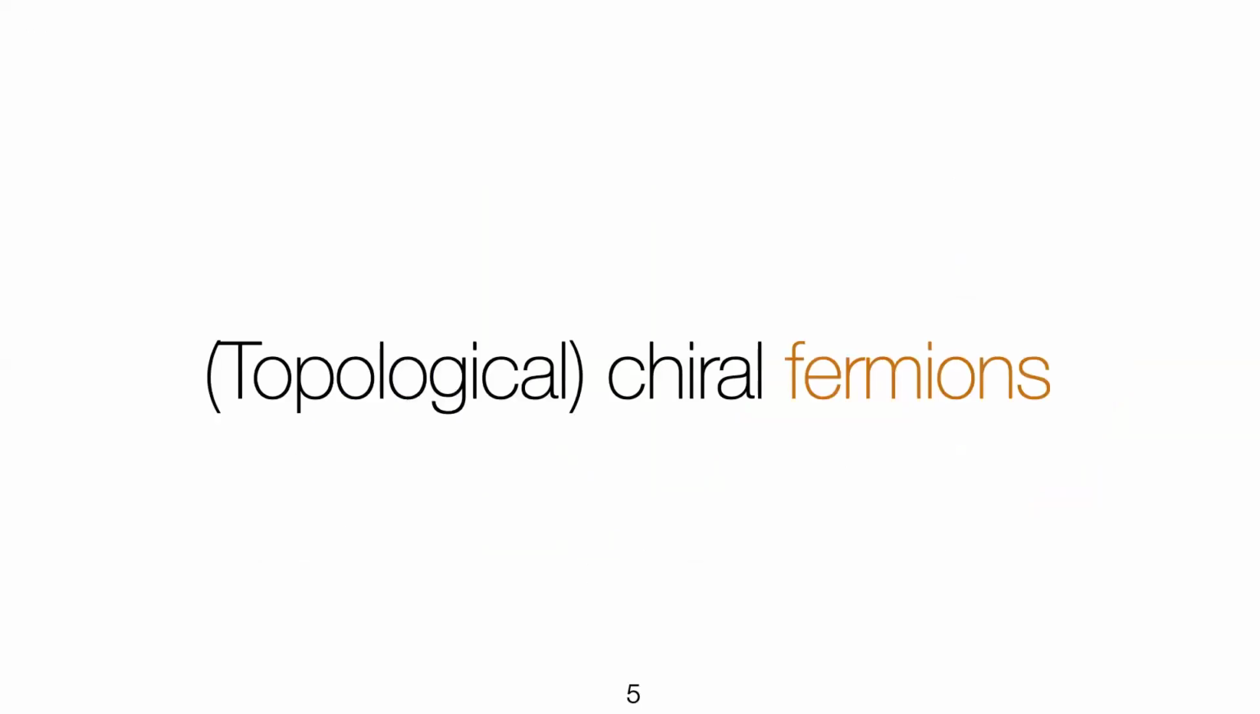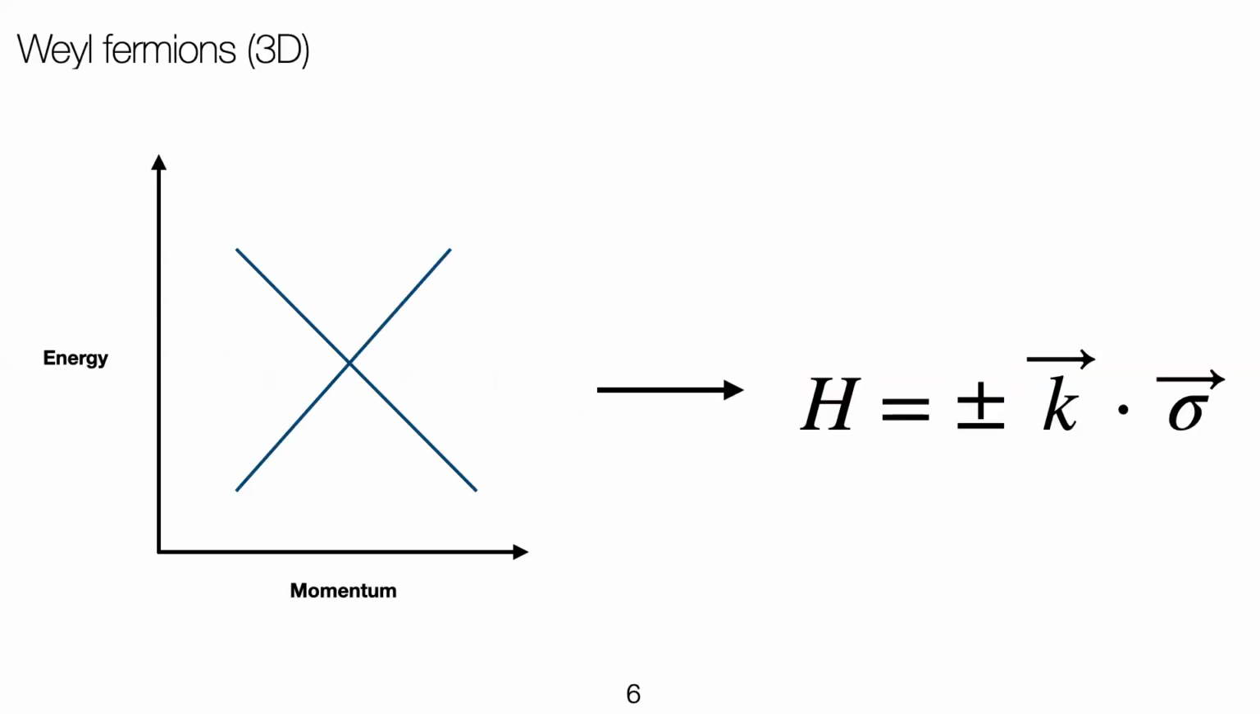So next, we will discuss a bit about topological chiral fermions. So what does it mean? What do we call chiral fermions? Our starting point during the talk, and what I will focus on, is this kind of thing. So you have a linear dispersion relation. So this is momentum, this is energy.